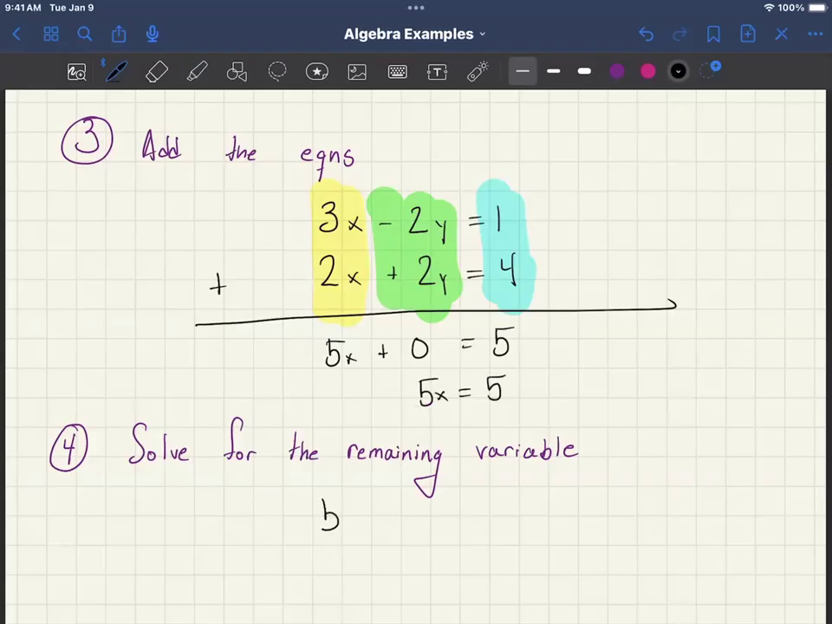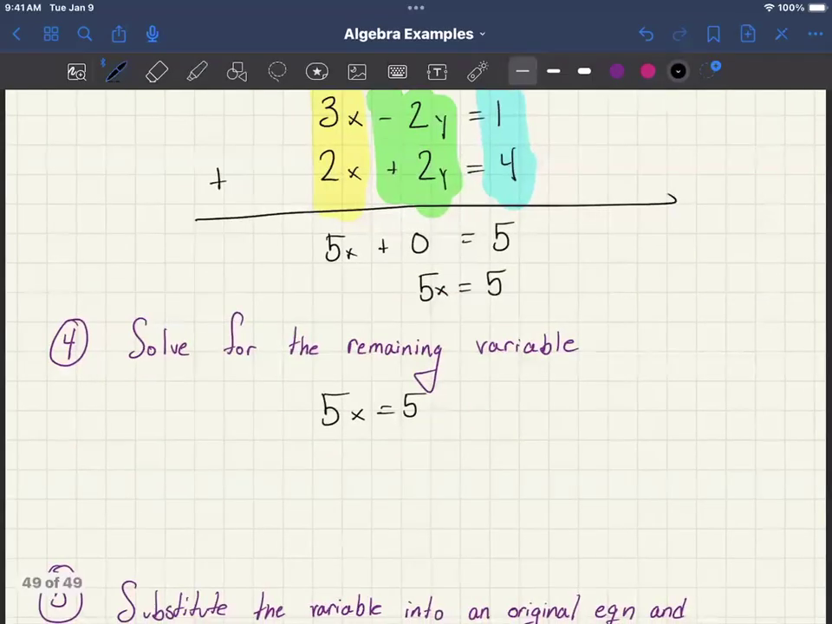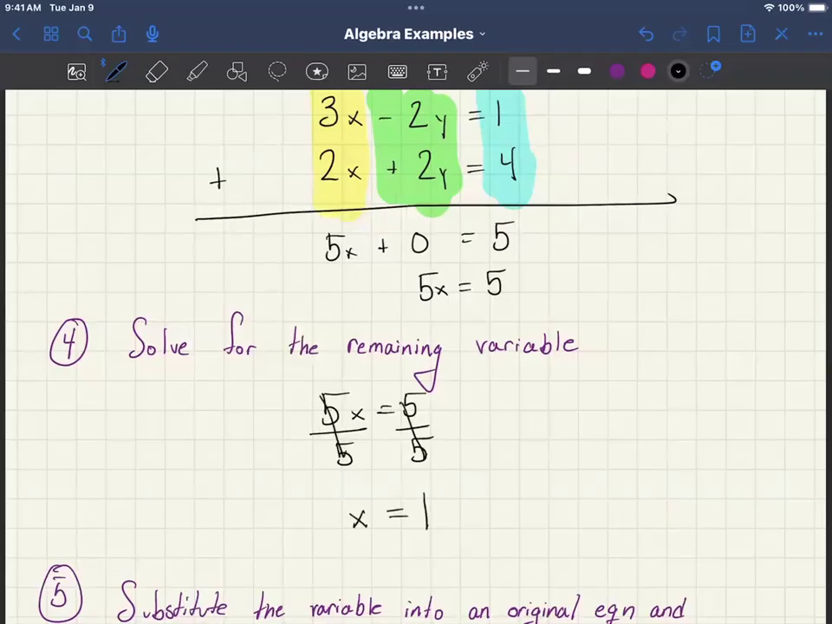We solve this equation for the variable that's right there. So to get rid of that 5 that's glued to the x, we're going to divide both sides by 5. And 5 divided by 5 is that fancy 1 that's left over. Okay, so we have one of our solutions, x is equal to 1, but we need our second solution still.